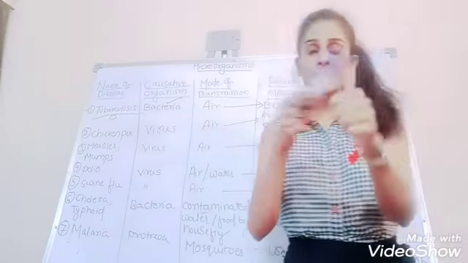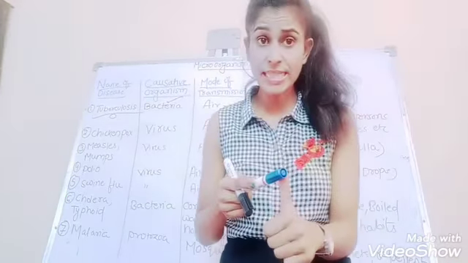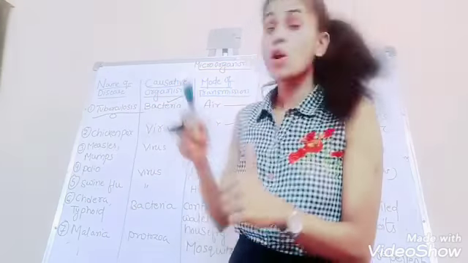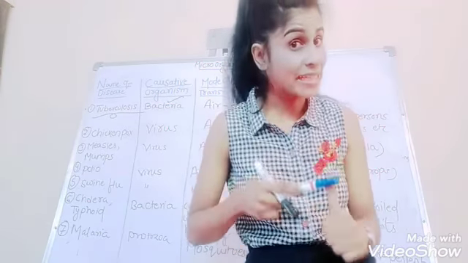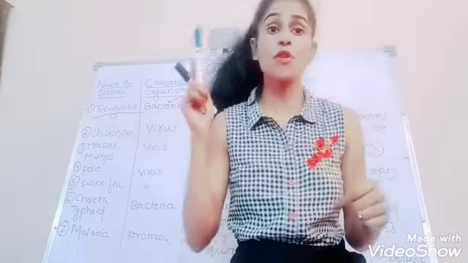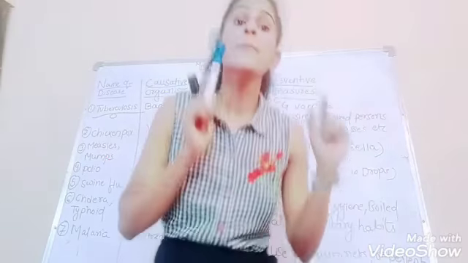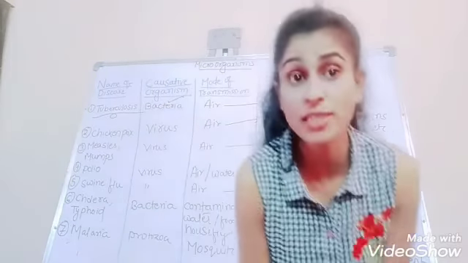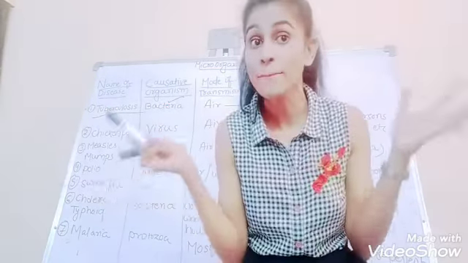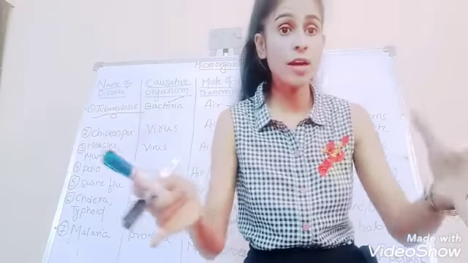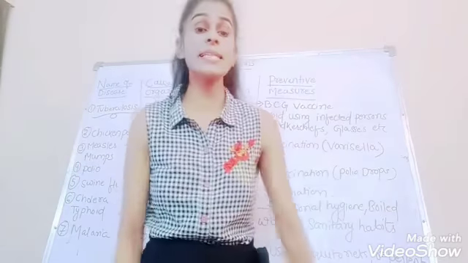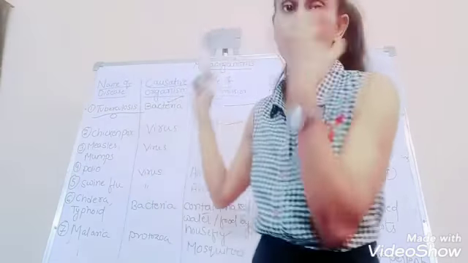The first disease, what is it? Tuberculosis. Which is the causative organism? Of course, bacteria. How does it travel from one person to another? Of course, by air. And we need to take the vaccine called BCG. So for tuberculosis, which vaccine? BCG vaccine is taken to prevent tuberculosis.